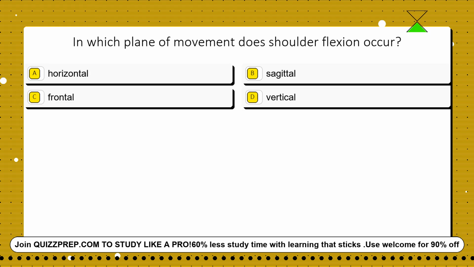Question 18. In which plane of movement does shoulder flexion occur? Option A. Horizontal. Option B. Sagittal. Option C. Frontal. Option D. Vertical.